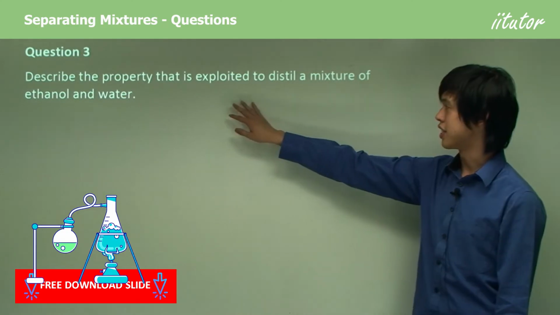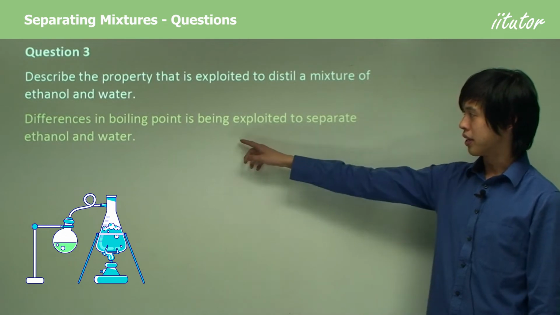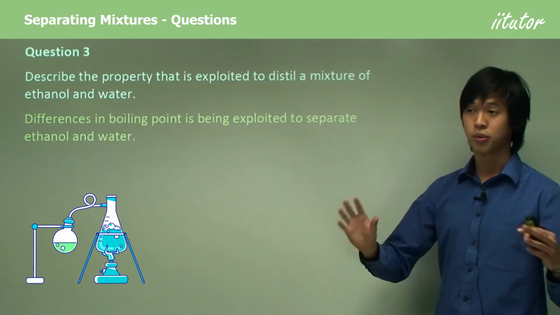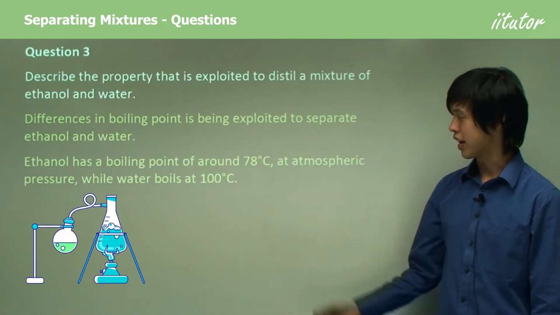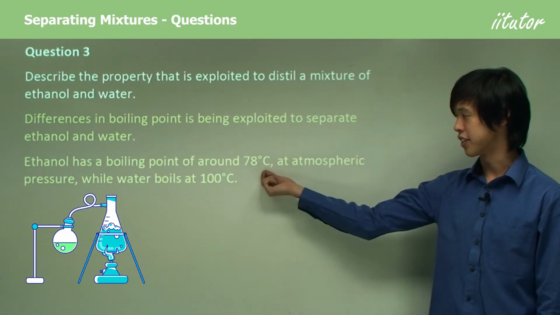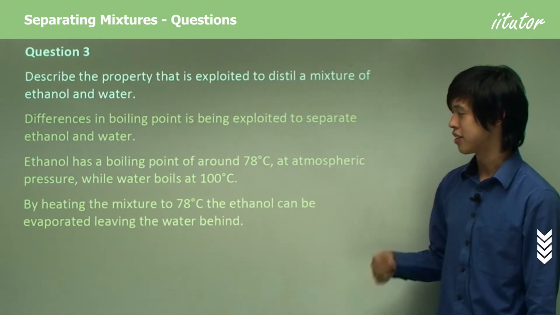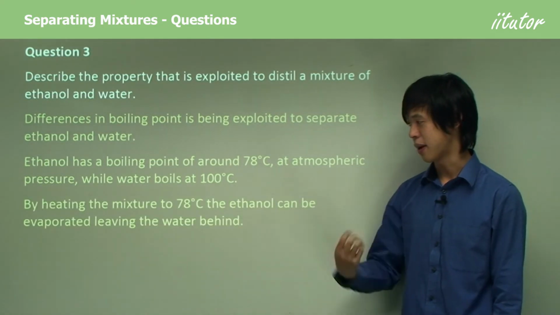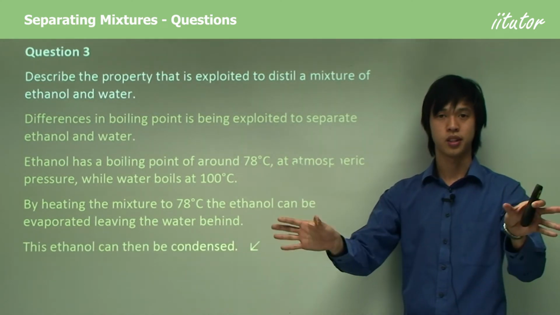Describe the property that is exploited to distill a mixture of ethanol and water. Well, differences in boiling point is exploited to separate ethanol and water. We want to be able to use the fact that they have different boiling points to separate them. So ethanol has a boiling point of around 78 degrees Celsius, while water boils at around 100 degrees Celsius. By heating the mixture to 78 degrees, the ethanol can be evaporated, leaving the water behind. Then the ethanol can be condensed, separating the two liquids.